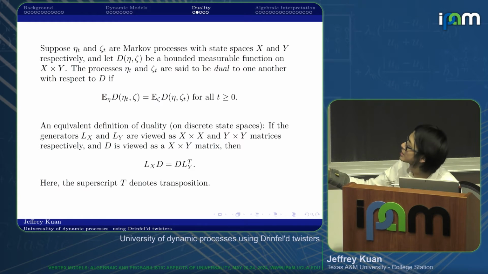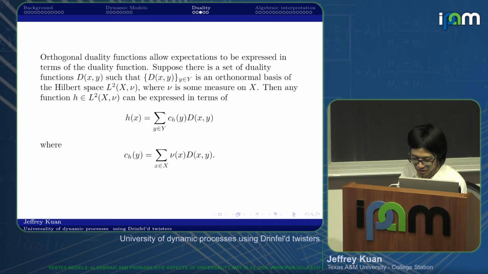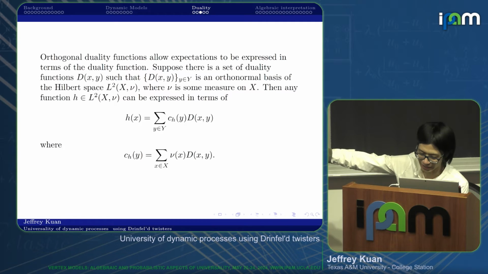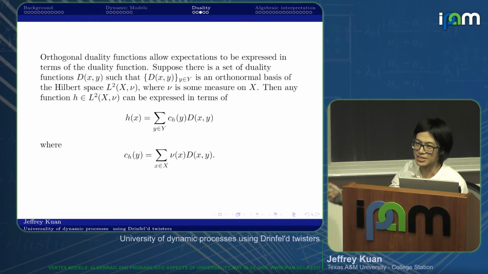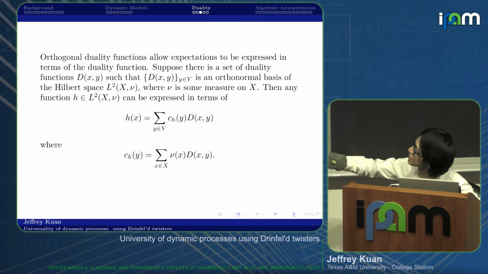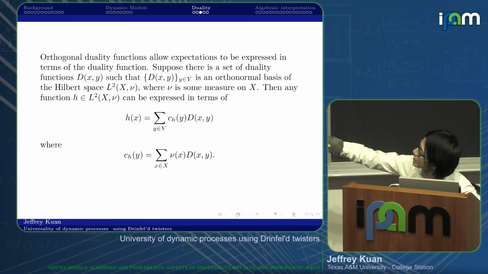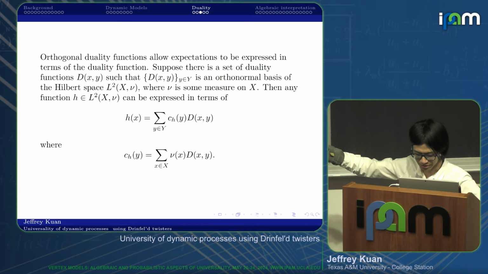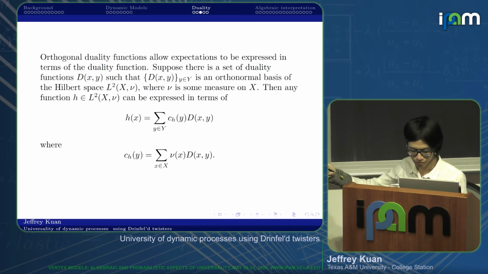Okay, so this next slide is just elementary analysis about orthogonal bases. Naturally, that means I made a typo on it. There should be an h on the right-hand side here. This just says if you have a family of duality functions which are an orthonormal basis, then you can decompose an arbitrary observable onto that basis. Everyone knows that. In the context of this talk, I wanted to say that the basis is indexed by the state space of the dual process. That state space is Y.